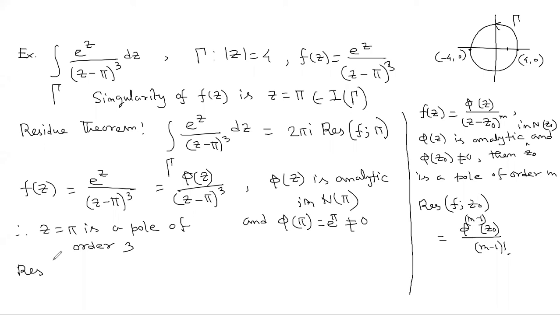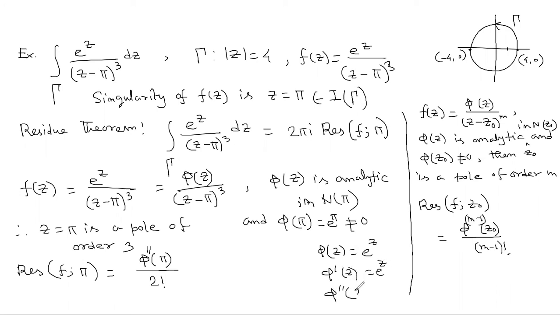So the residue of f at the point pi can be evaluated from this formula, which is given by phi m minus 1th order derivative of phi at the point z0. So here m is equal to 3. So the second order derivative of phi evaluated at the point pi divided by 2 factorial. Here phi z equal to e power z, phi dashed of z equal to e power z, phi double dashed of z is also equal to e power z. So here we are getting e power pi divided by 2.